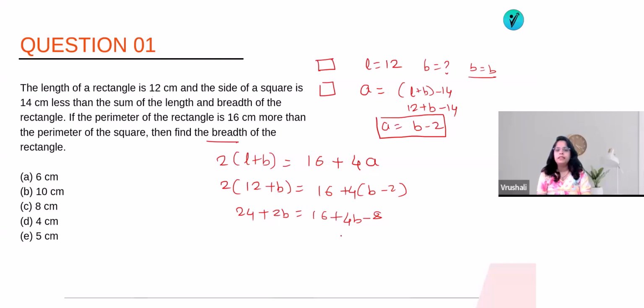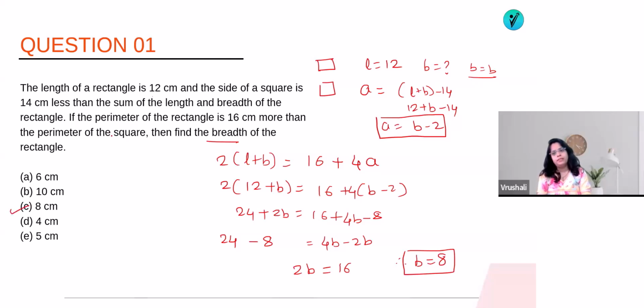So what will it be? 4B minus 2B, and this will be equal to 24 minus 8, since 16 minus 8 is 8. So 4B minus 2B is equal to 2B, and 24 minus 8 is equal to 16. So B will be equal to 16 by 2, which means 8. So the answer will be option number C. That's it. I hope you have solved it. If you couldn't solve it, after this explanation, you have understood it.